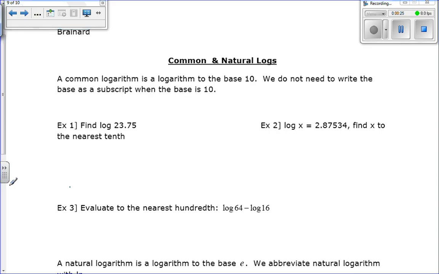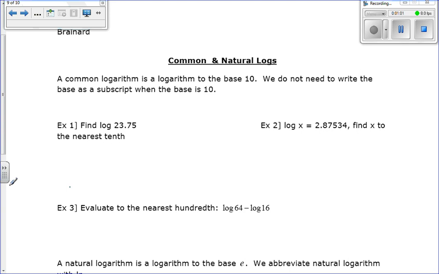Okay, the first one we have here is the common log, and the common log is a log with a base of 10. The common log is what we actually use on our calculator. It's the only base that the calculator understands, base 10. And we do not need to write the base as a subscript when the base is 10. So if you ever see a problem that says log of a number, that means that it is base 10. That's something you need to remember.